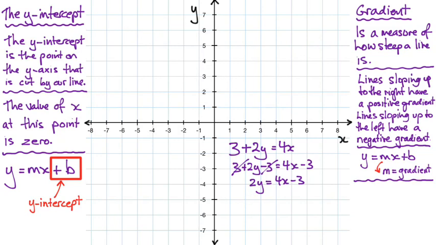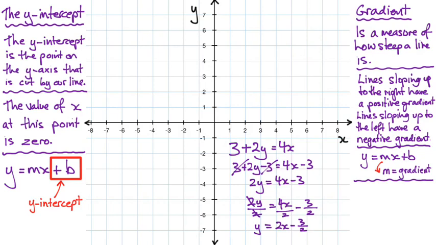Now I'm nearly there, because my goal is to get y on its own. I've got 2y, so to get y on its own I need to divide both sides by 2. Remember, whatever I do to an equation, I can do as long as I do the same to both sides. So I'm going to divide both sides by 2. This allows my 2's, 2y over 2, to cancel out, so I'm left with y on its own.